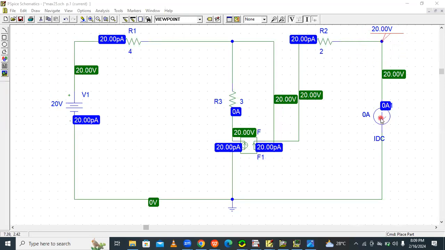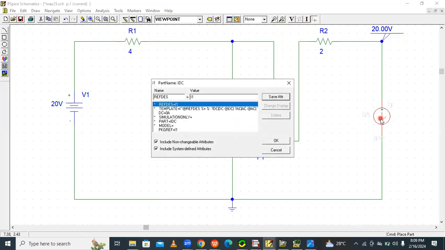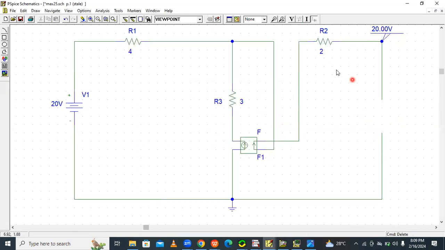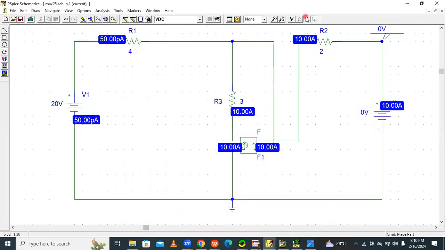And then next, coming to the short circuit current. How to find the short circuit current? Remove this and place one voltage source VDC, 0 volts. 0 volts means short circuit. Then simulate. Press I. Okay.